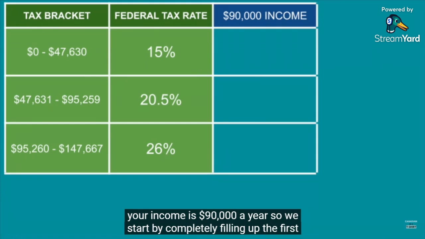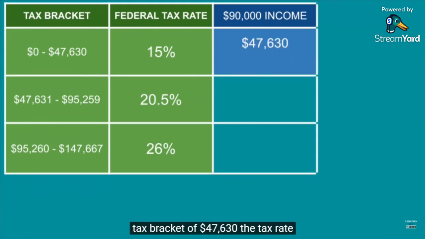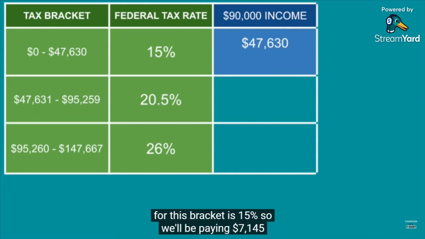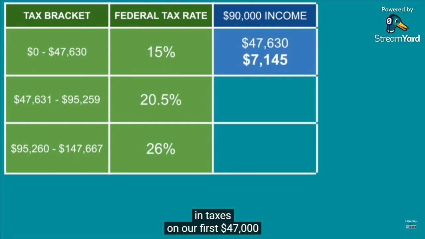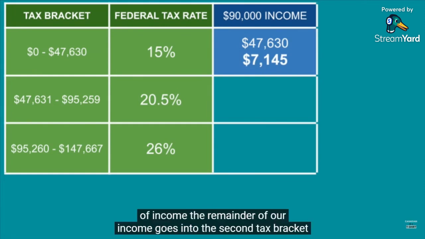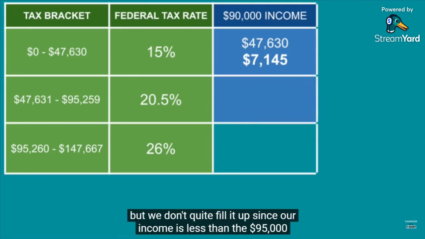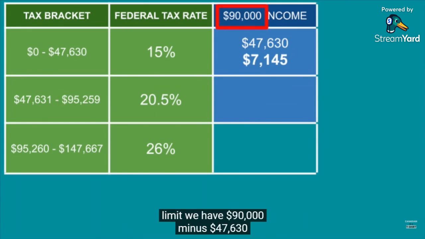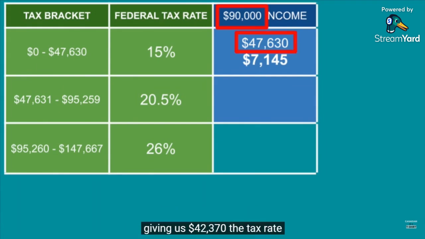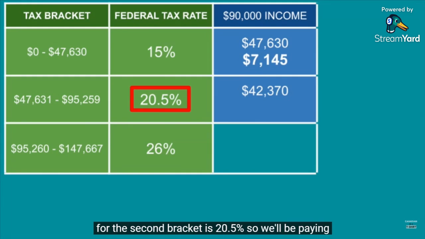So we start by completely filling up the first tax bracket of $47,630. The tax rate for this bracket is 15%. So we'll be paying $7,145 in taxes on our first $47,000 of income. The remainder of our income goes into the second tax bracket, but we don't quite fill it up since our income is less than the $95,000 limit. We have 90,000 minus 47,630, giving us $42,370. The tax rate for the second bracket is 20.5%.